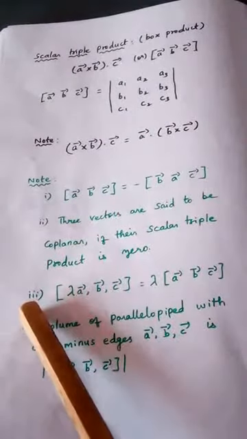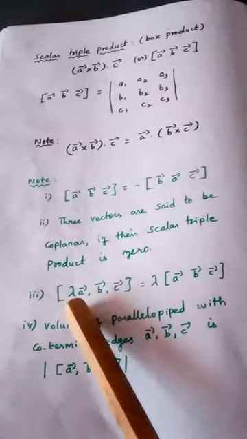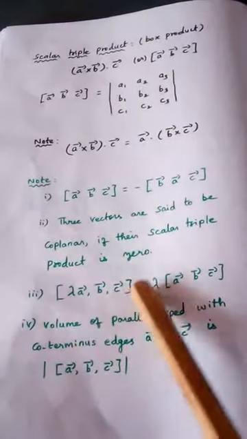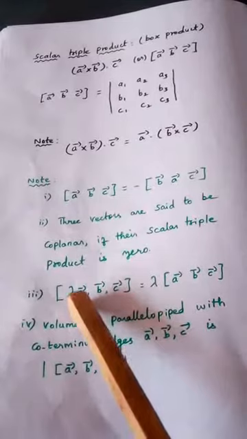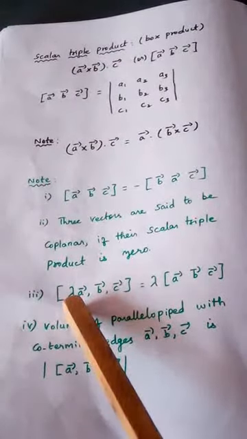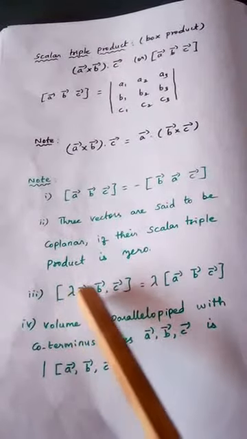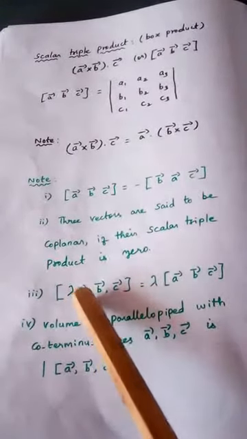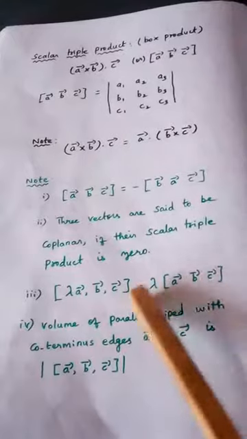And then the next subdivision, third, if a box product is like this, a constant can be taken outside. Even if this constant is only multiplied with the A vector, not B and C, then also we can take that lambda out and write like this.